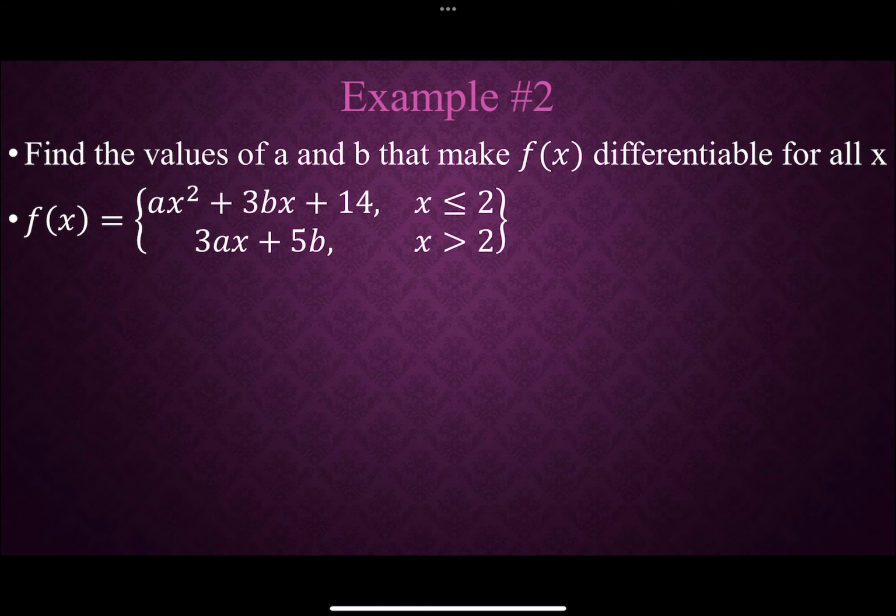Another aspect could be dealing with a piecewise function where they ask you to find these different values of a and b, whatever letters we want, to make it differentiable. So this is where that limit idea comes into play.